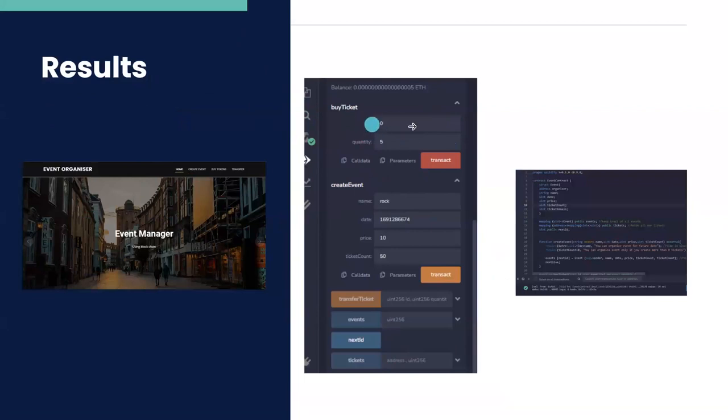As you can see, this is for two users. The first one can buy tickets, and the second one can create the event. And here is the transaction ticket, which generates the unique ID I was talking about, the address. And this is the Remix IDE, our open source coding platform where we have deployed our code.